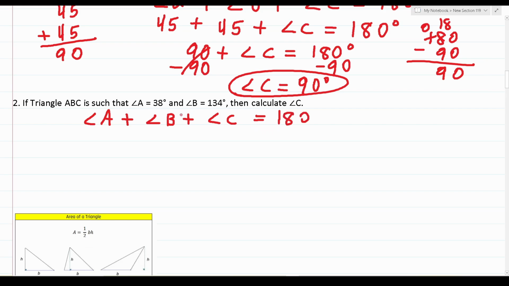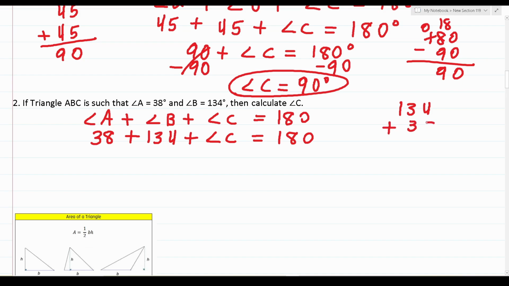And in this case, we were told what A and B were, so let's plug those in accordingly. Again, we know A is 38, B is 134. We're trying to figure out what the measure of angle C is, and of course, we know the sum of these three has to equal 180 degrees. Let's go ahead and add 134 and 38 together the old-fashioned way here, so we don't make any mistakes.